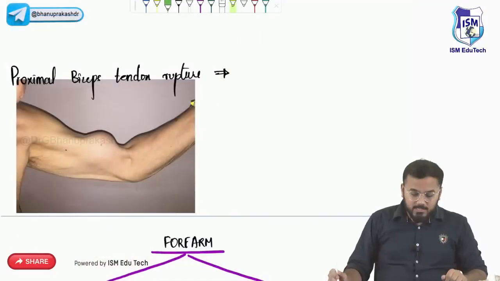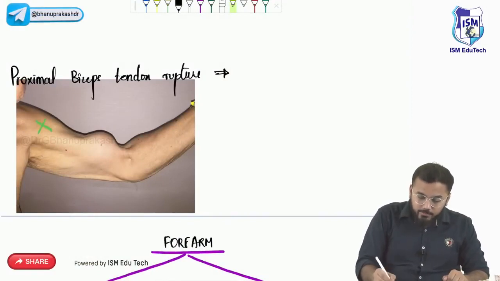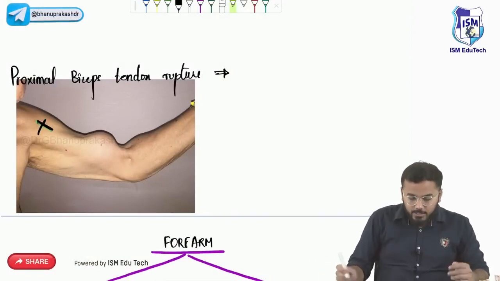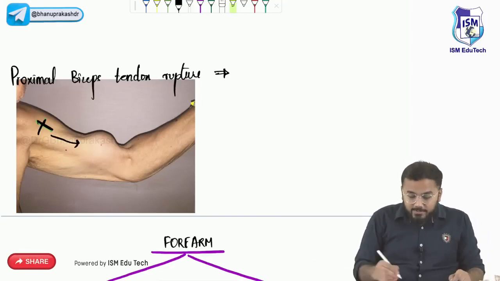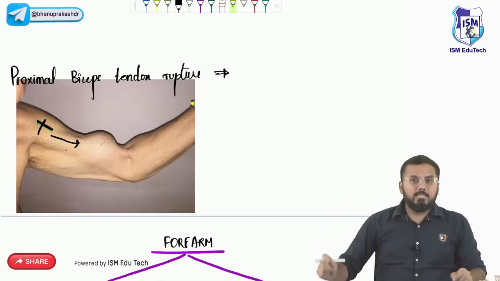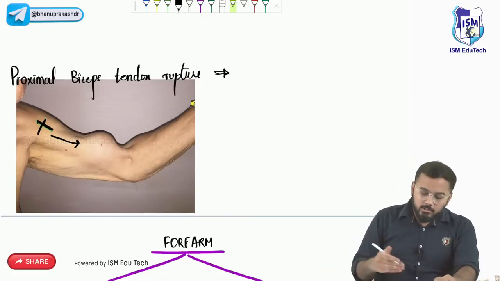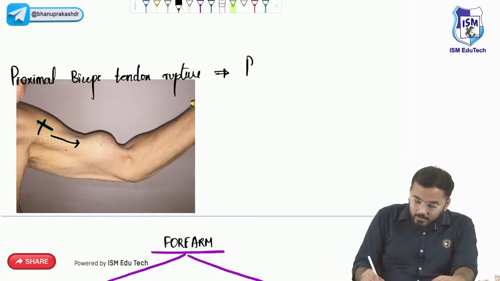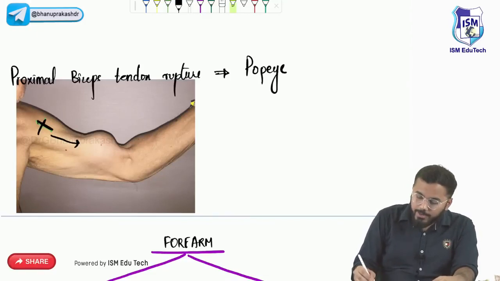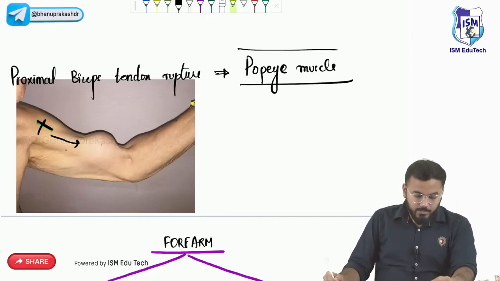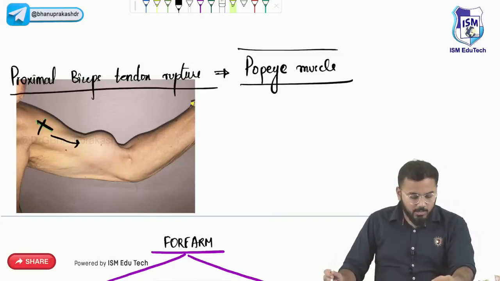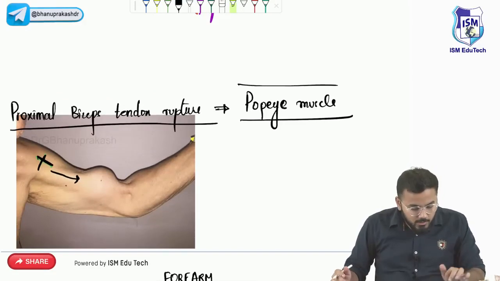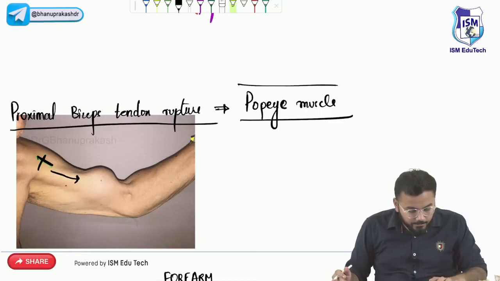If you look at the muscle here, the tendon has been torn away. There is a rupture of the tendon, so the muscle moved downward like this. This type of muscle is called Popeye muscle. You know the Popeye, the sailor man? Popeye muscle is because of the proximal biceps tendon rupture, right?